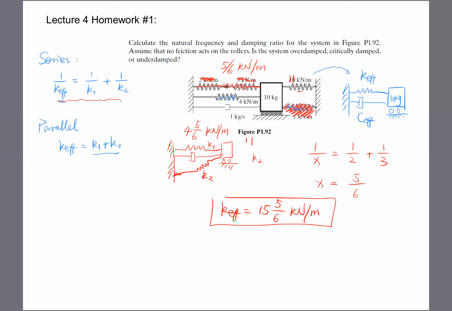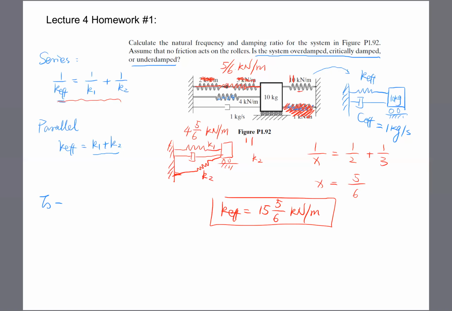So the mass is still the same. The C effective is also the same because we don't have more than one dashpot there. So we know the C, we know the K, we know the mass. So we need to determine if the system is overdamped, underdamped, or critically damped. In order to judge what type of system we have, we need to calculate the damping ratio.